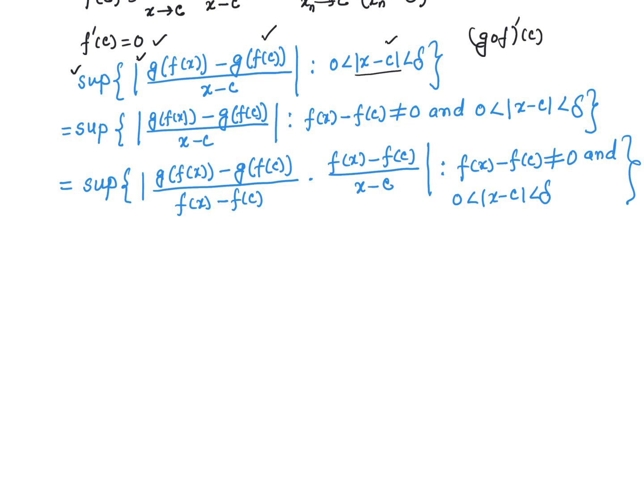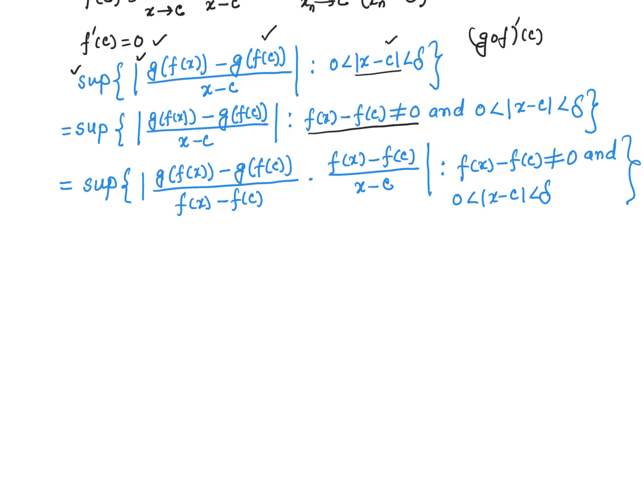Now that's the same as this, except I have added a new condition: f of x minus f of c is not equal to 0. Okay, that's the condition I am adding. Why should that not make a difference?